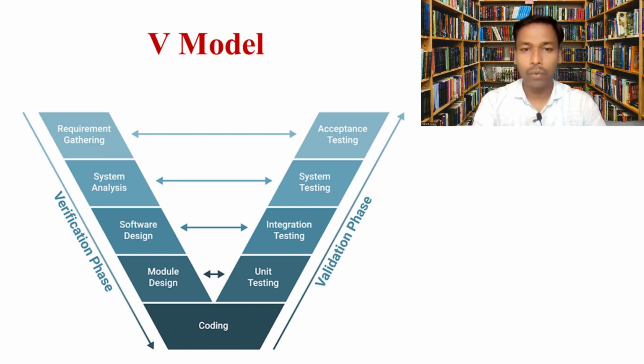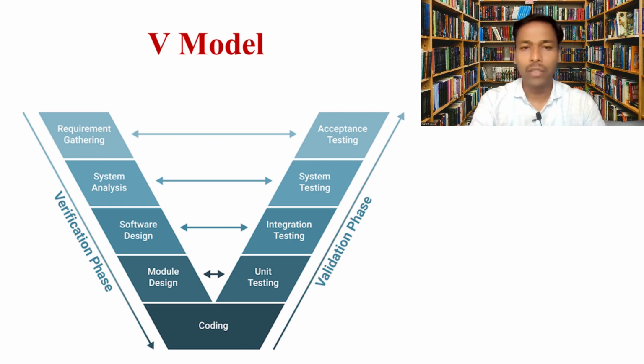So the V model provides means of testing the software at each stage in the reverse manner. That is the main theme behind the V model. So we should discuss this one using the diagram.